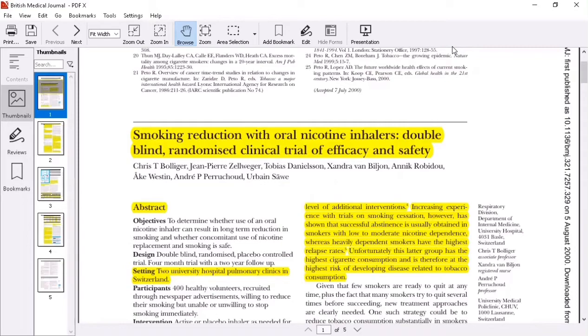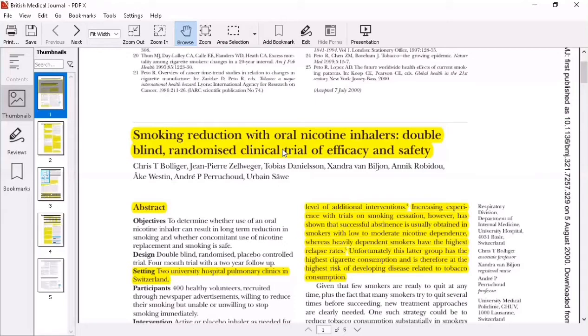Now, I will present my assessment about identifying parts of the article according to the 25-item CONSORT checklist. So, let's start with checklist number 1A, that is identification as a randomized trial in the title. As you can see, the title in this journal is Smoking Reduction with Oral Nicotine Inhaler, Double-Blind Randomized Clinical Trial of Efficacy and Safety.